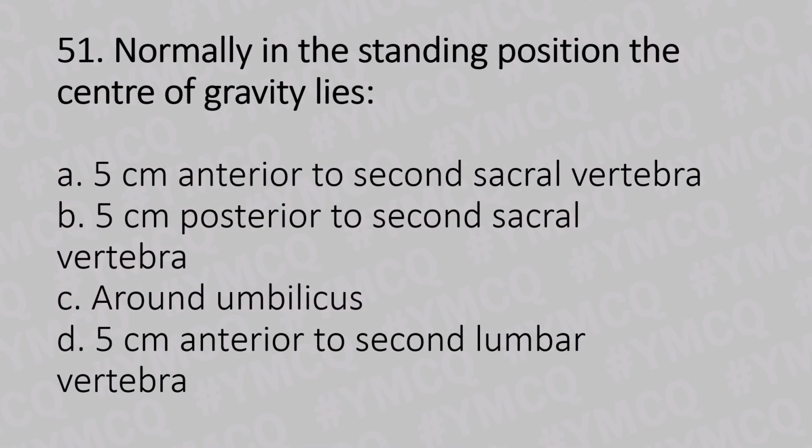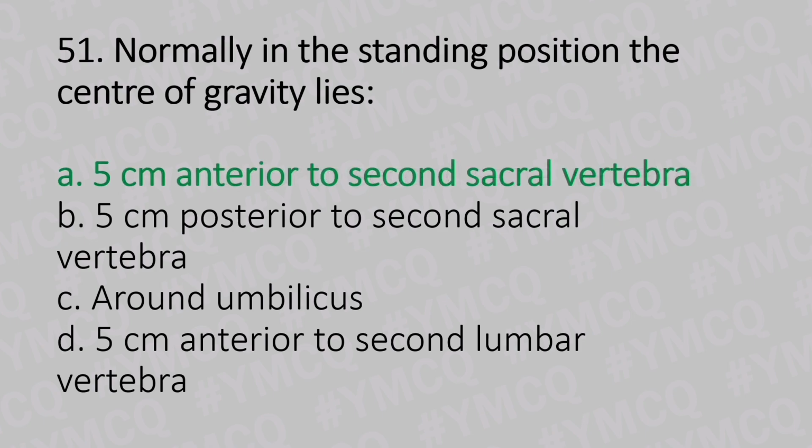Normally, in standing position, the center of gravity lies option A, 5 cm anterior to second sacral vertebra. Option B, 5 cm posterior to second sacral vertebra. Option C, around umbilicus. Option D, 5 cm anterior to second lumbar vertebra. And the answer is option A, 5 cm anterior to second sacral vertebra.